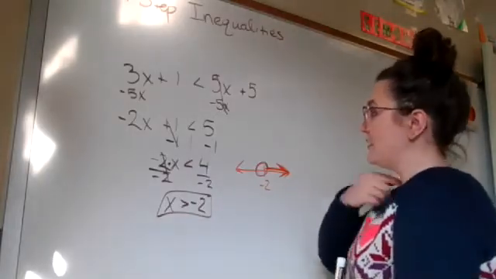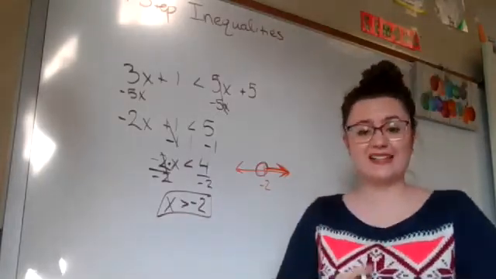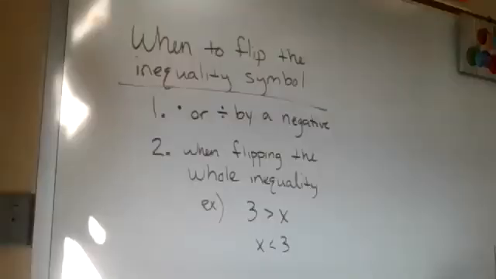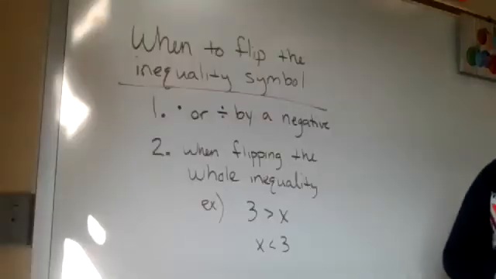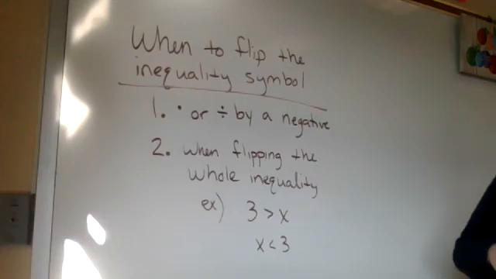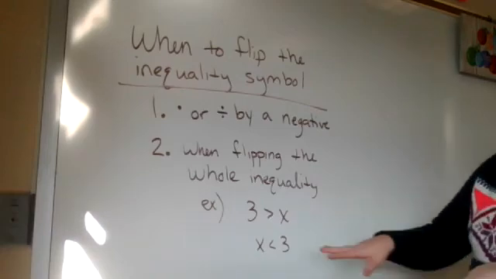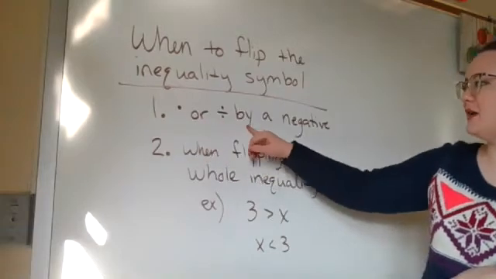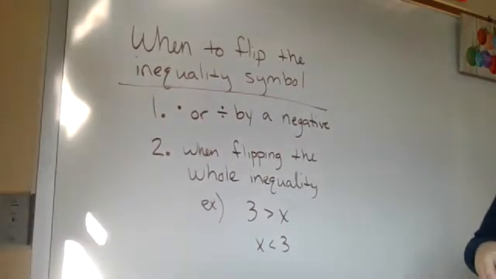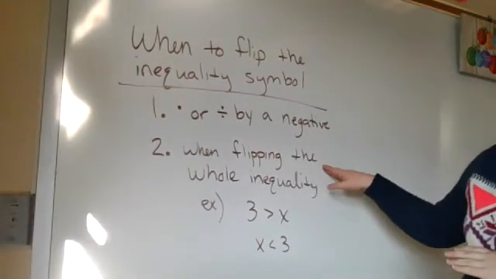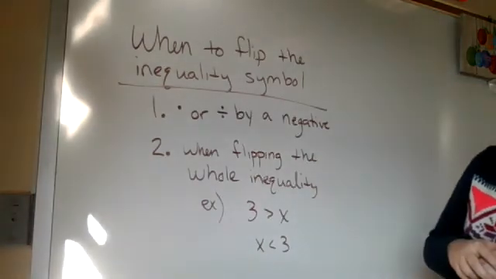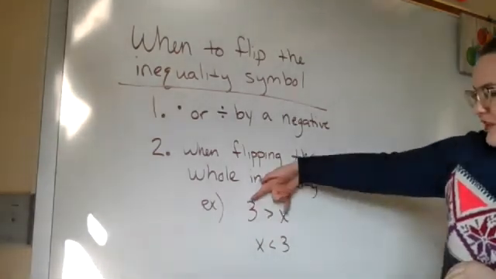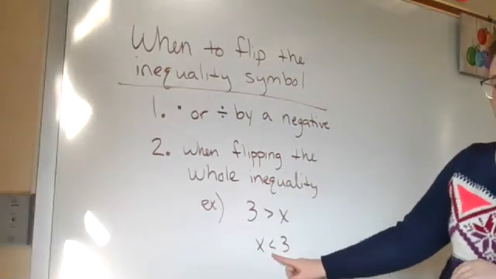All right, so here's an example of a multi-step inequality that has variables on both sides. I wrote this down for you if you want to copy this down. When to flip the inequality symbol. The first time is if ever I'm multiplying or dividing by a negative. And the second case is whenever I'm flipping the entire inequality around. So for example, 3 greater than x, if I flip the 3 and the x, I also have to flip the symbol.